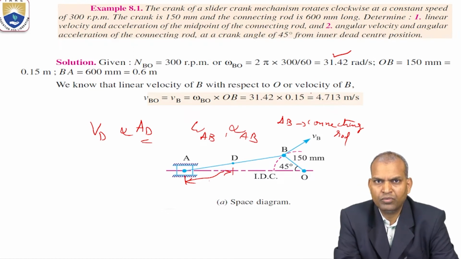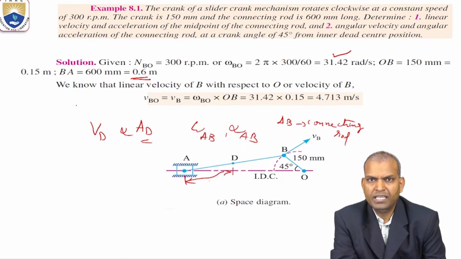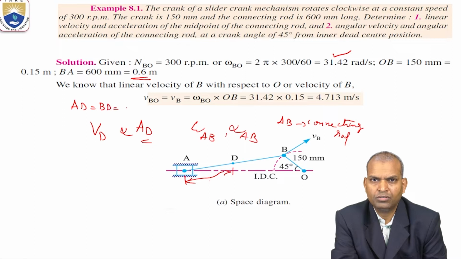OB equals 150 millimeters, that is 0.15 meters. And the length of BA, that is BA equal to 600 millimeters, converted into meters, is 0.6 meters. And what about D? Either AD or BD equals 0.3 meters. That is the midpoint of connecting rod AB, so it is half of the length of the connecting rod AB.